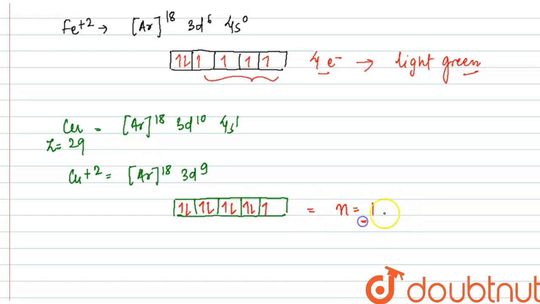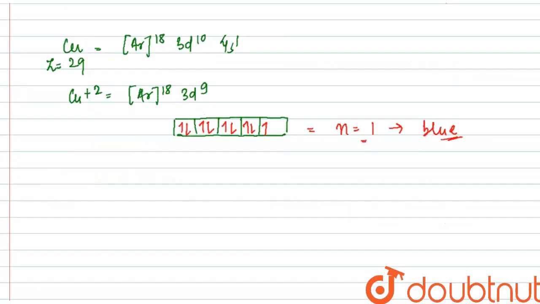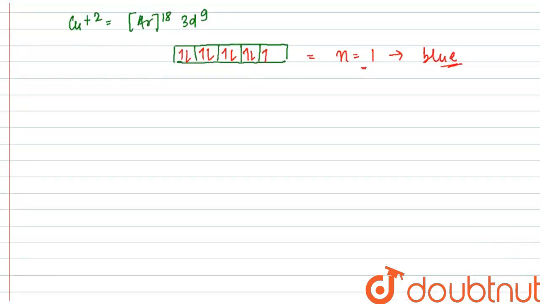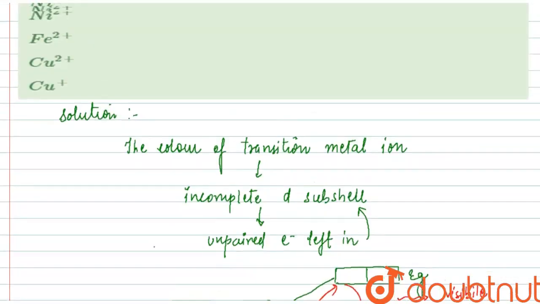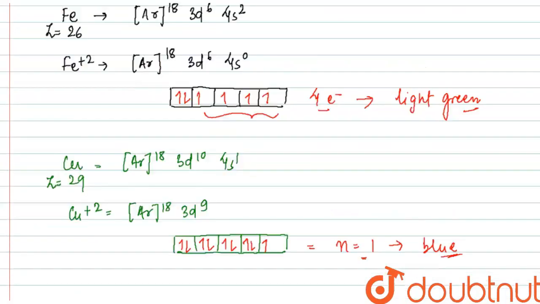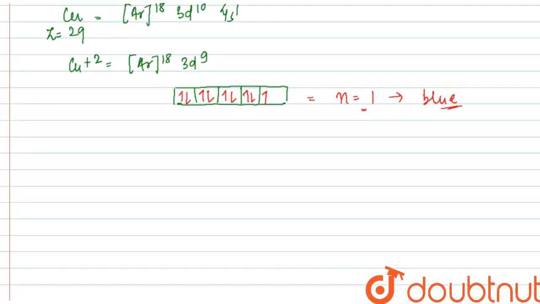Now 1 means it will again have some sort of color. So the color that we get here is blue, right? So cupric ion, that is copper plus 2 ion, shows a blue colored compound. Now the next one in the list that we have is Cu plus. Okay, so copper plus, I'll just take it from here only, right?